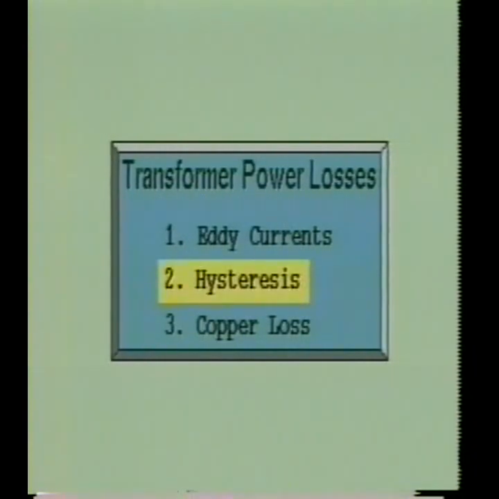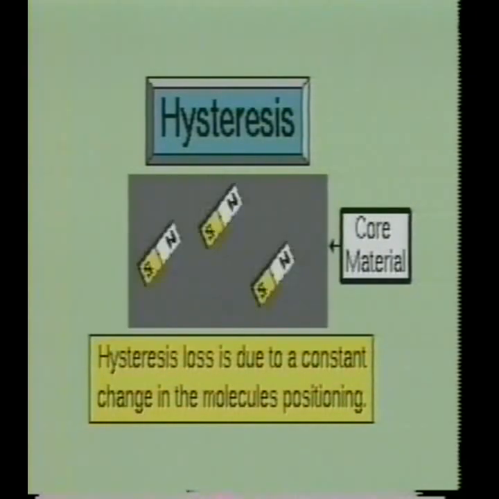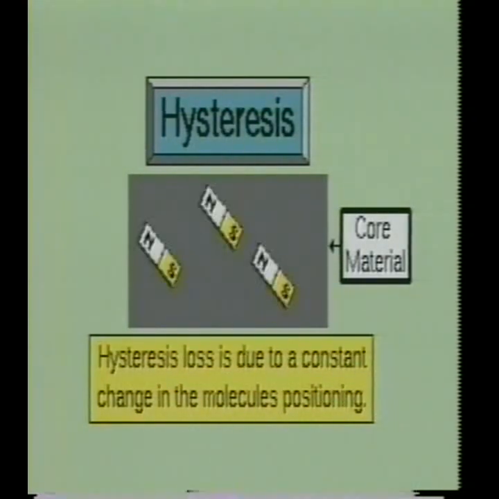The next power loss is called hysteresis. Hysteresis is due to residual magnetism within the core material. This residual magnetism requires energy from the source to realign the molecules continuously in the core material, which develops heat.